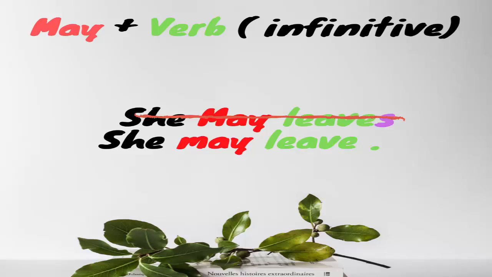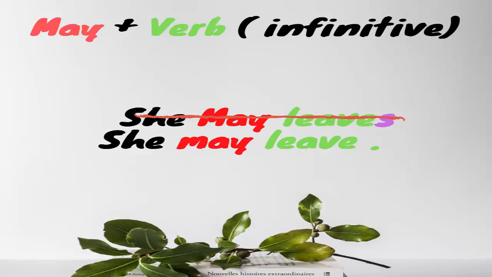You may think that she and the verb leave, it's in simple present. And with she, we should add s to the verb. Normally, if we say she leaves, it's correct. But here we find the word may, it's a modal verb.